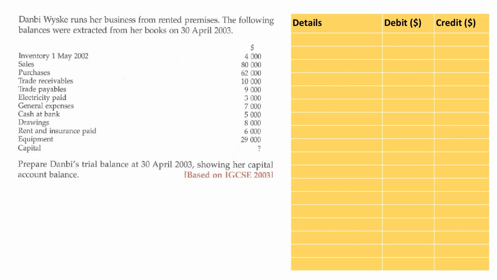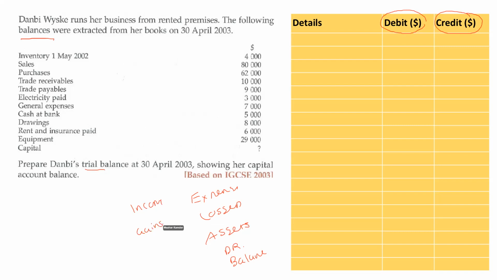So we have Danby, who runs a business on rented premises. These are the balances that were extracted. You need to prepare a trial balance. You should be very clear about what has a debit balance and what has a credit balance. Your expenses, losses, and assets would have debit balances, and your income, gains, and liabilities would have credit balances.